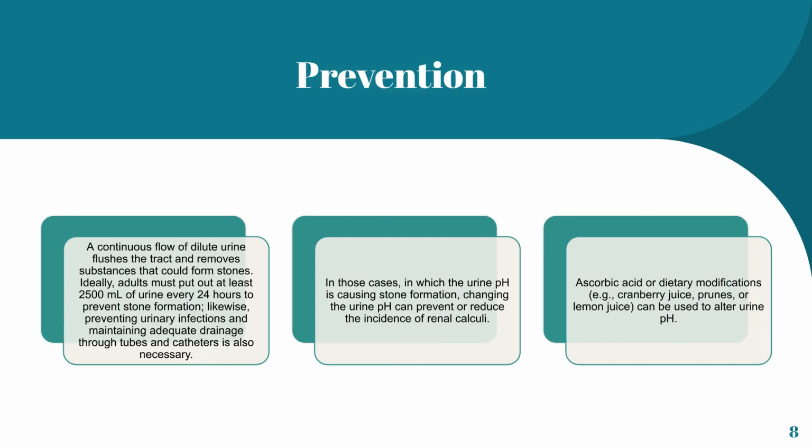Prevention of stone formation involves a continuous flow of dilute urine. Adults should aim for at least 2,500 milliliters of urine output every 24 hours. Changing urine pH can also reduce renal calculi. This can be achieved using ascorbic acid or dietary modifications like cranberry, prune, or lemon juice.